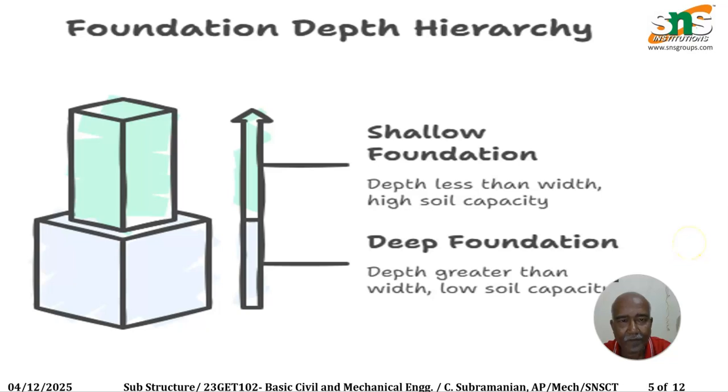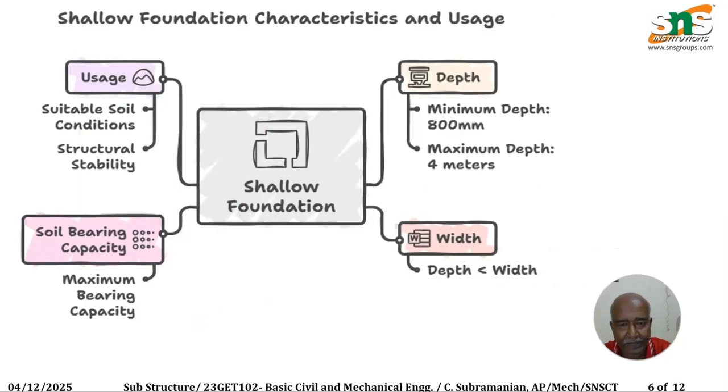And next you can see the foundation depth, to which depth you have to do it. In a deep foundation, the depth is greater than the width, with a soil capacity requirement. A shallow foundation has a depth that is less than the width, and high soil capacity. Also, as the name suggests, in a shallow foundation the outside will have higher strength than the inner strength itself.